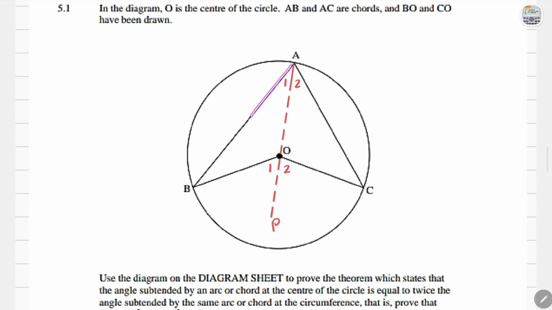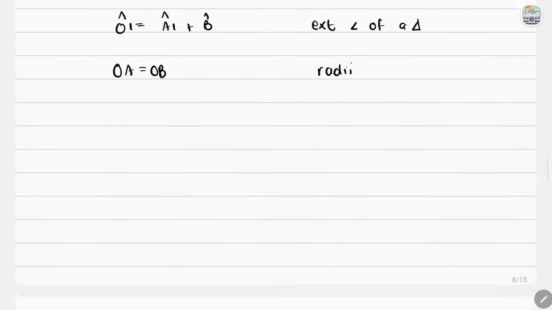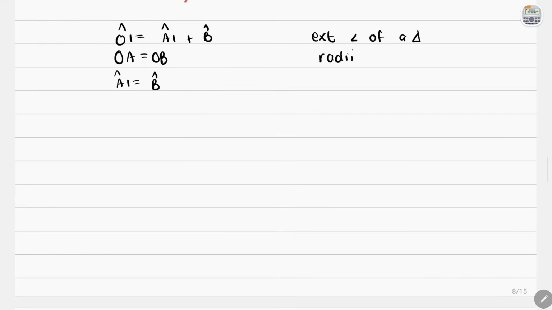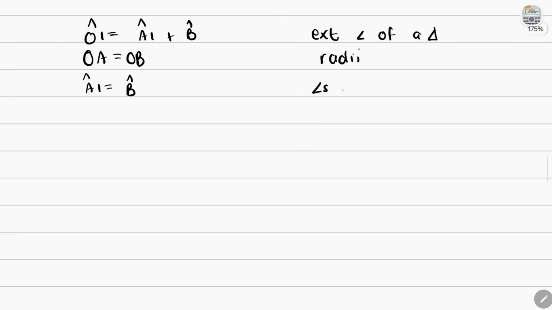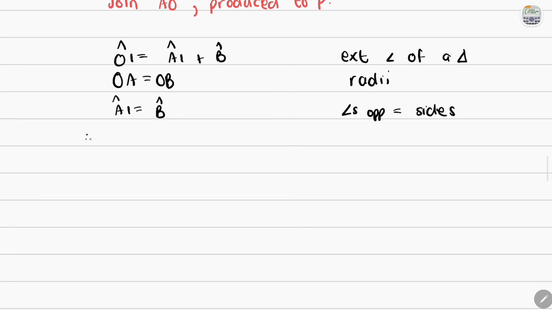Because these are equal, it means that the angles opposite these equal sides are also equal. So that means angle A1 is actually equal to angle B. Let's state that, and the reason for this is because angles opposite equal sides are equal.